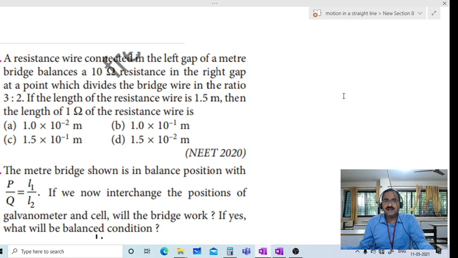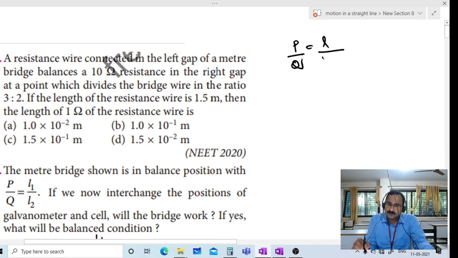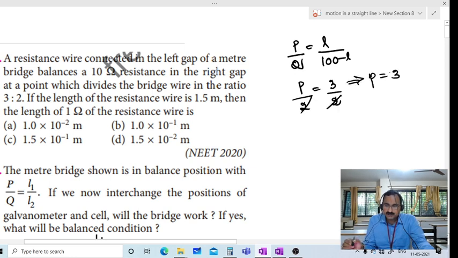A resistance wire is connected in the left gap of a meter bridge, with 10 ohm resistance in the right gap, at a point which divides the bridge wire in the ratio 3:2. This model is already there in the material, they have given a similar model. The resistance wire is connected in the left gap of a meter bridge, that is balancing. So what is the formula? P by Q is equal to L divided by 100 minus L only. They have already given the ratio L by 100 minus L as 3 by 2 only, no? So P by 2 is equal to 3 by 2. 2 cancel, therefore P is equal to 3 only we got there.